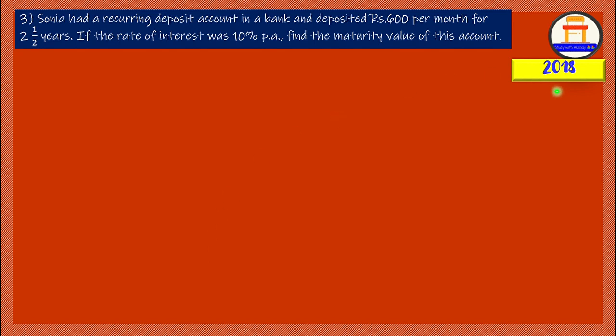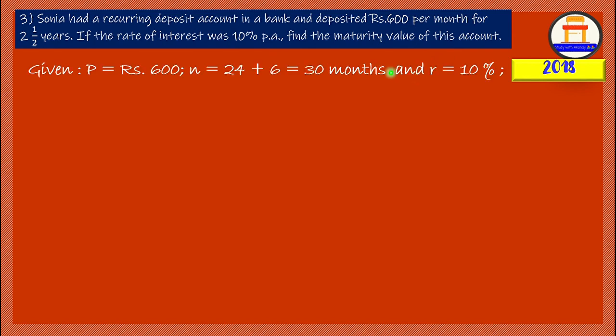So, coming to the third question, which was given in the year 2018. Sonia had a recurring deposit account in a bank and deposited rupees 600 per month for 2.5 years. If the rate of interest was 10% per annum, find the maturity value of this account. Given principal as rupees 600 and number of months as 24 plus 6. 2 years means 24 months plus half year means 6 months. That is nothing but 30 months. And rate of interest is 10%. So we have to find the maturity value.